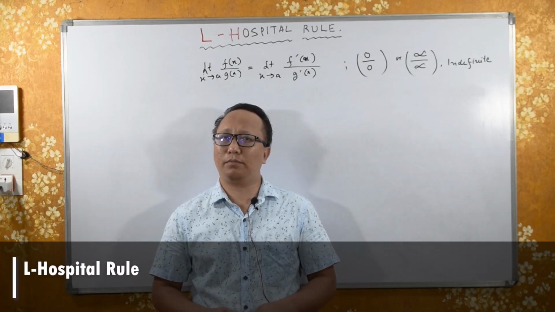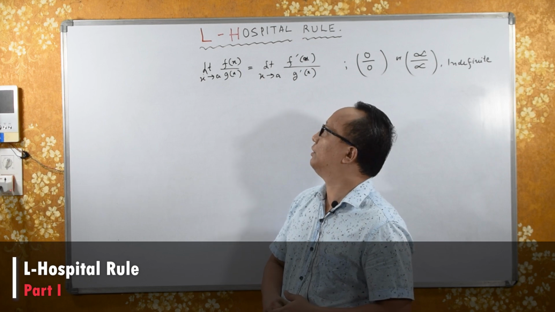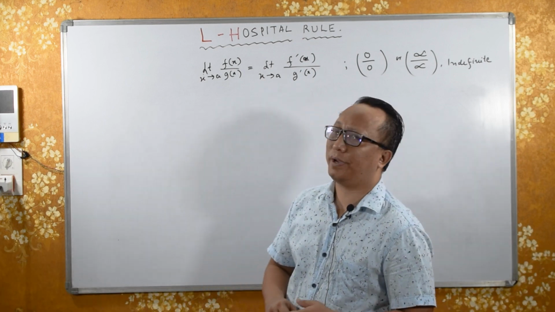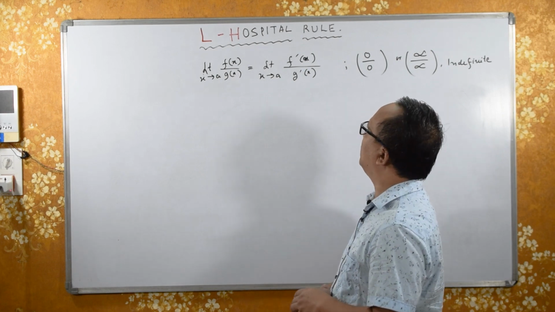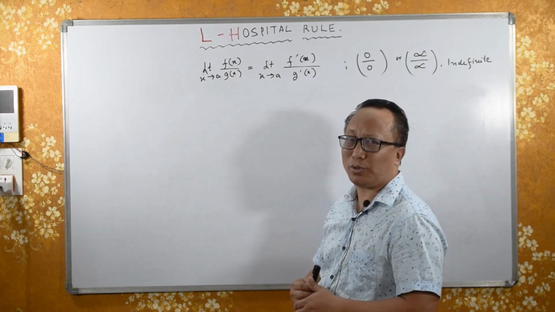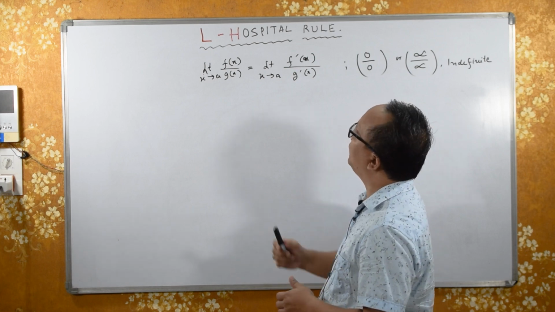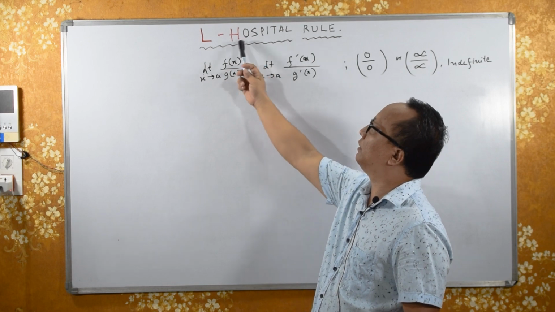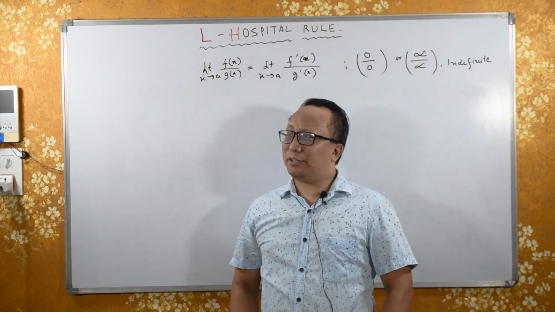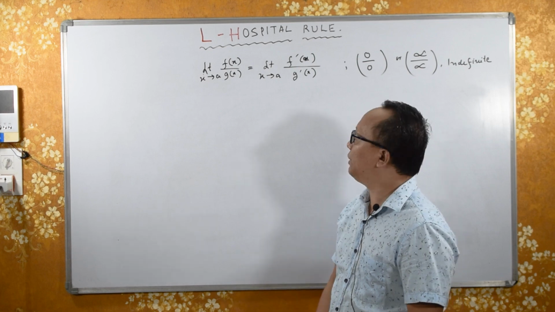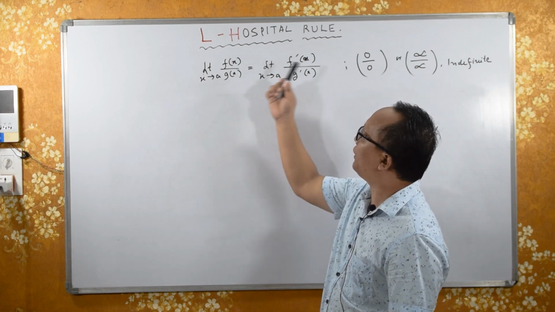Today I'm going to speak about L'Hôpital's rule for limits. We normally use this formula when the limit is lengthy, if you want a shortcut way. The name is French, but some countries have a different pronunciation, so it's better to pronounce it as L'Hôpital's rule.